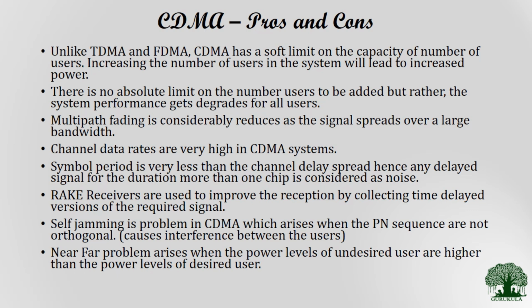And the channel data rates are very high because the users are not restricted in time as well as frequency. Each and every user will have access to the complete frequency range, and simultaneous transmission of all the users is also possible. That gives rise to very high data rates in the CDMA system.